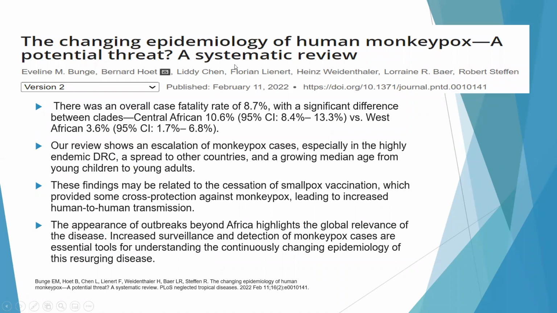This is the changing epidemiology of human monkeypox, and it is a potential concern. This was a systematic review that was recently published. It shows the changing case fatality rates and findings in different endemic countries and other countries. The review shows that the cessation of smallpox vaccination, which provided some cross protection against monkeypox, is leading to increased human to human transmission, and that is one of the reasons identified. So increased surveillance and detection of monkeypox cases are essential tools for this changing epidemiology of the disease.